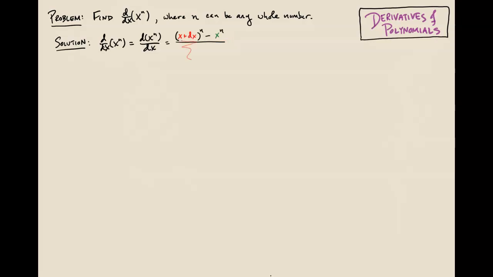we end up with x plus dx to the nth power minus plain old x to the nth power. All that's upstairs, and downstairs is still just dx. So far, so easy. This is exactly what we did when we found the derivative of x squared last time.